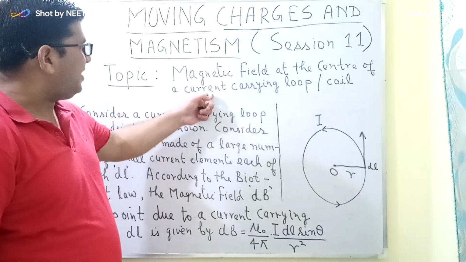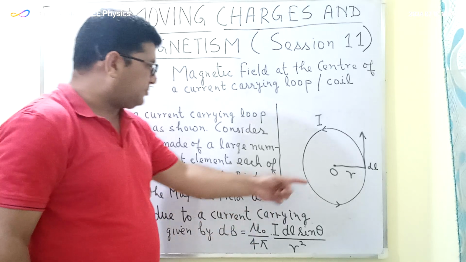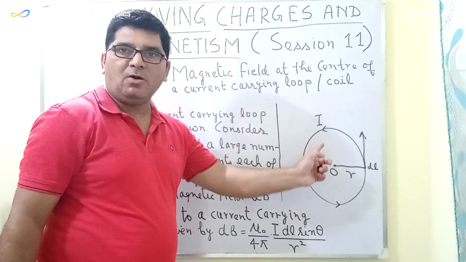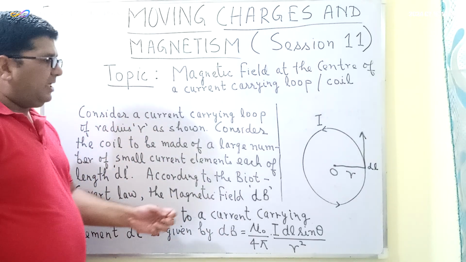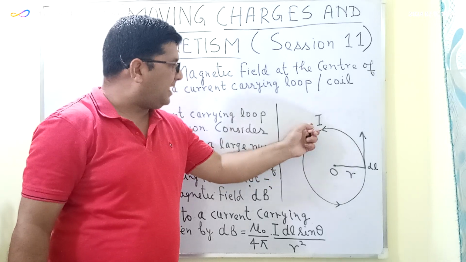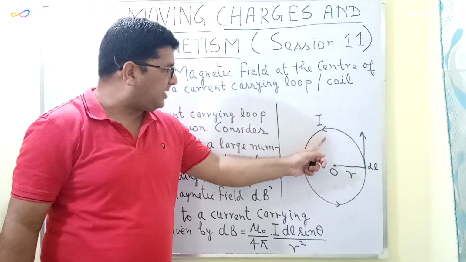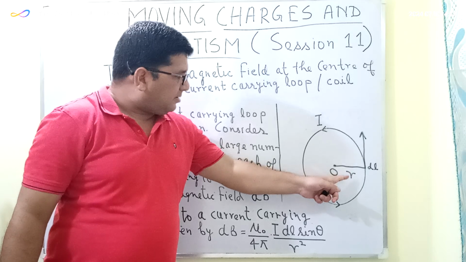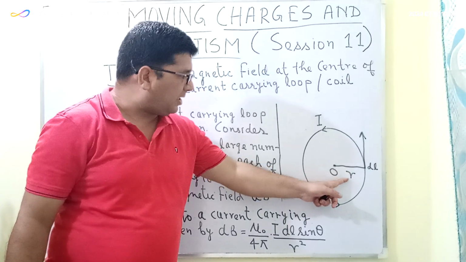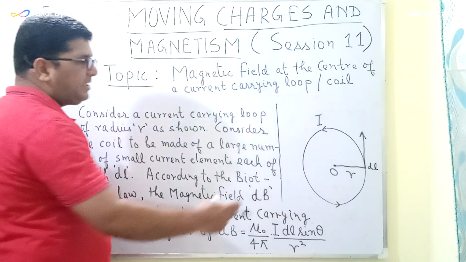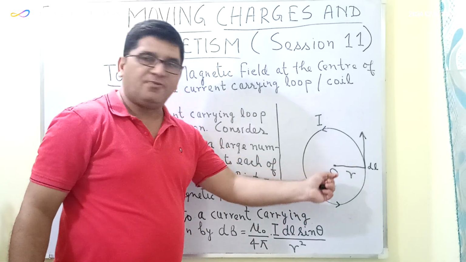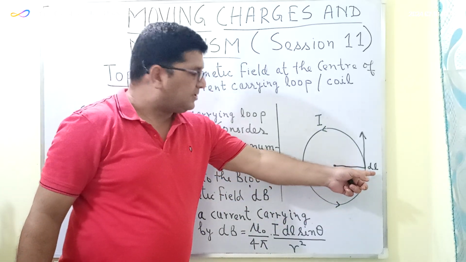So today we will be deriving the expression for the total magnetic field at the center of a current carrying coil or loop. Here I have considered a current carrying coil in which current I is flowing in the direction indicated by these arrows. The radius of this coil is small r, and let us suppose that this coil is made up of a large number of very small current carrying elements, say dl.